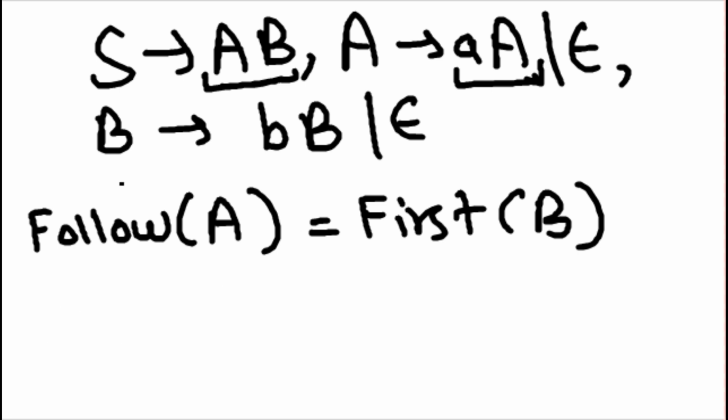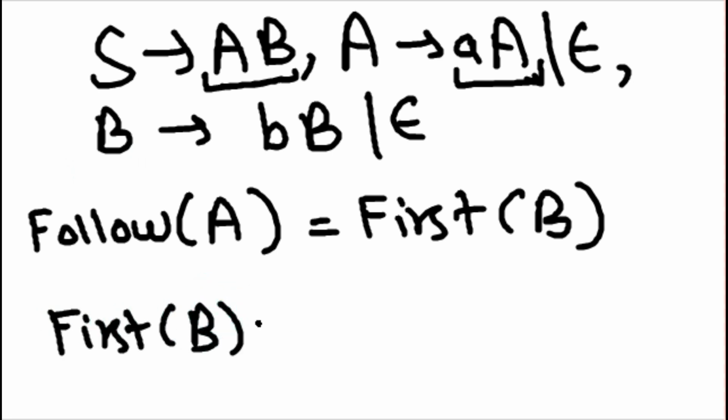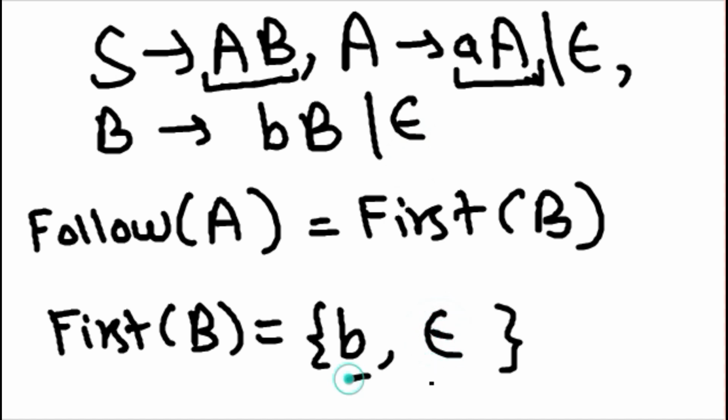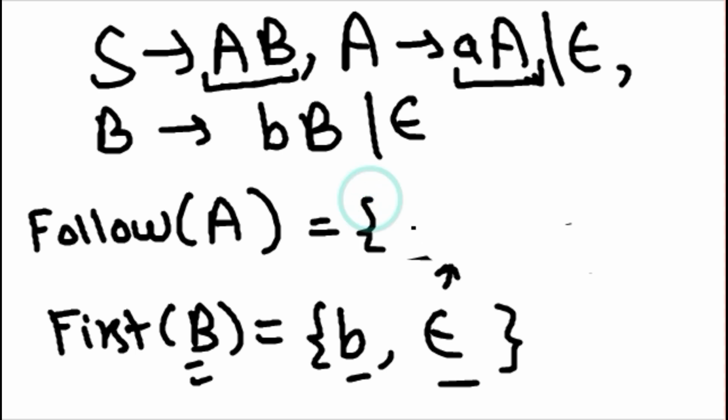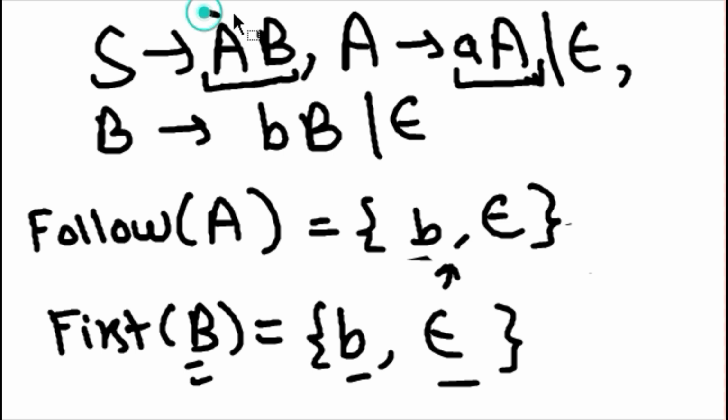So what is first of B? This is B, and first of B is equal to curly brackets small b and an epsilon. Small b and epsilon is what is included in first of B. Therefore, in follow of A, which is also equal to first of B, you will write the same thing, which is you will write in open curly bracket small b, epsilon, close curly bracket. So when there is a non-terminal symbol, just include the first of next non-terminal symbol.